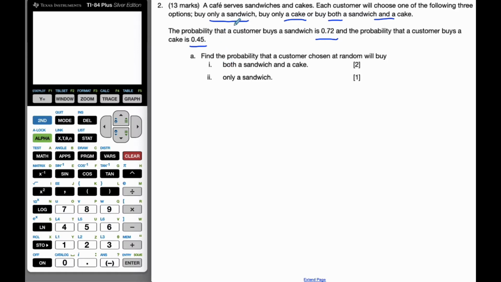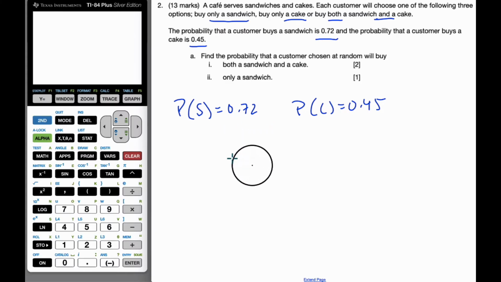So when I have these scenarios, whenever I see probability numbers, I usually like to put notation attached to it if possible. The probability of a sandwich is 0.72. The probability of a cake is 0.45. And I have to recognize that some of these 72% of the people are also buying a cake. And so what I see here is a Venn diagram.